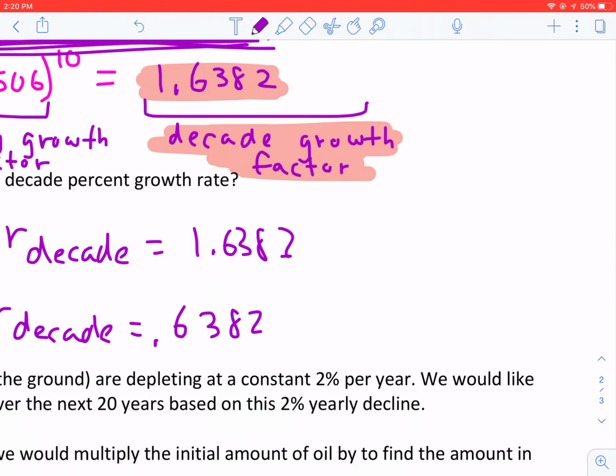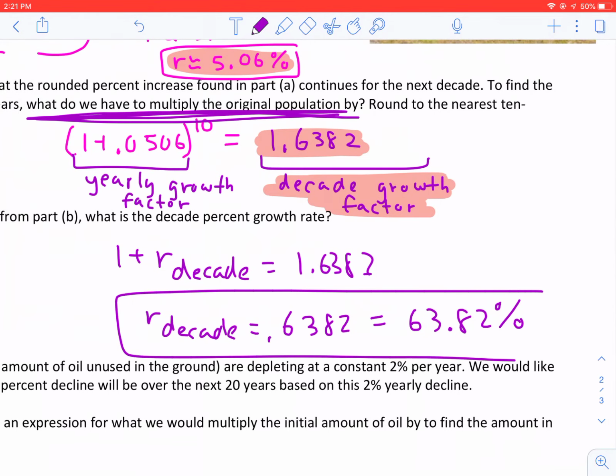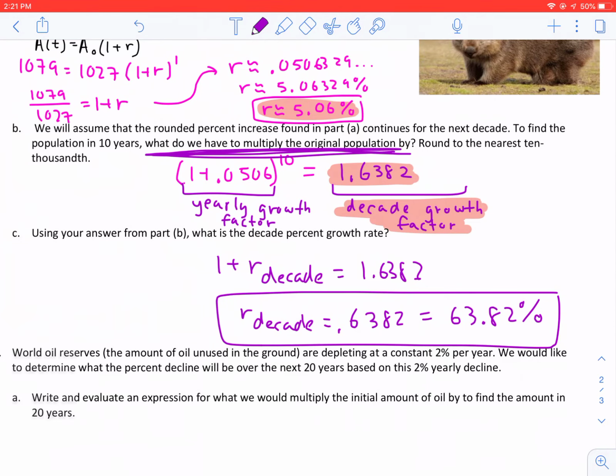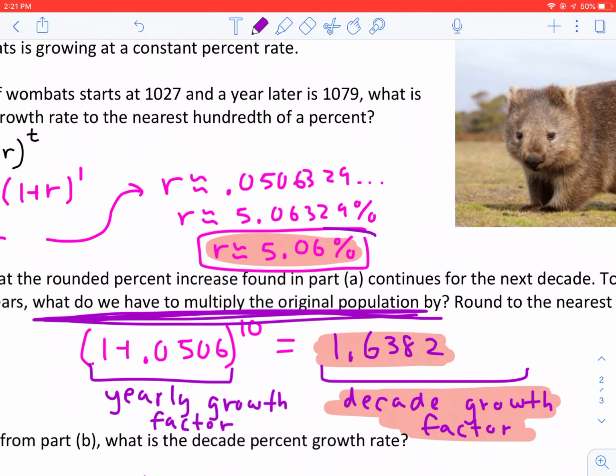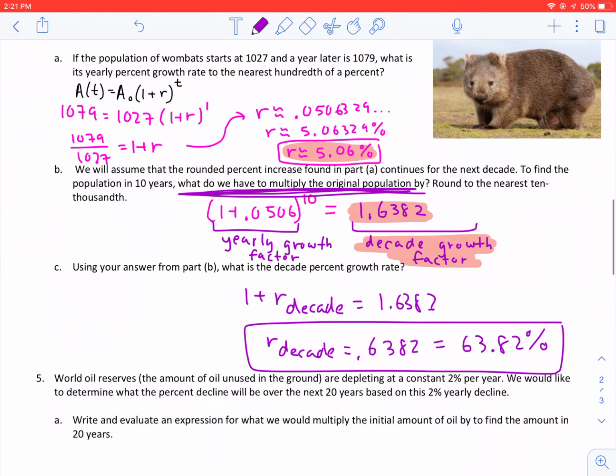Then if they tell you to change it to a percentage, as a percentage that is equal to 63.82%. So every decade, they're going to grow by 63, 64-ish%. Each year, they're growing by around 5%, which means in a decade, they grow about 63%.